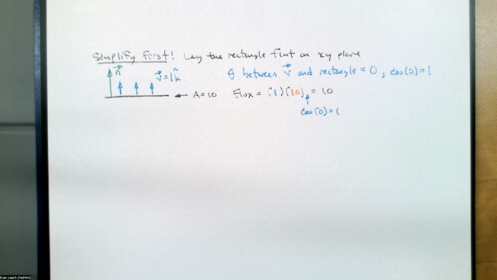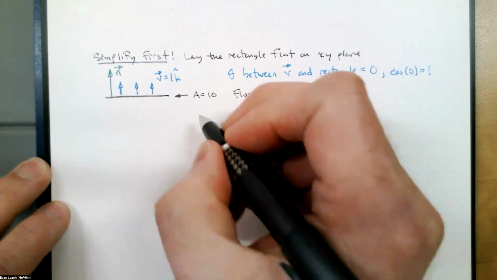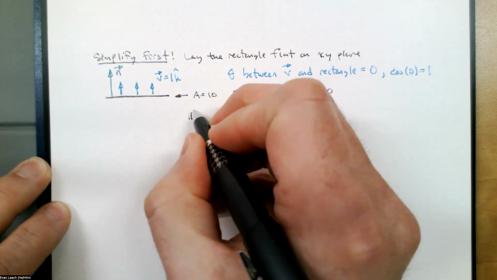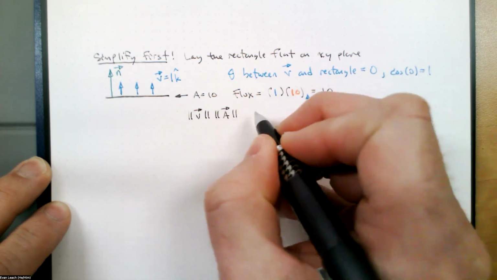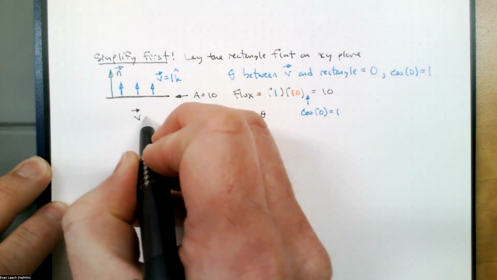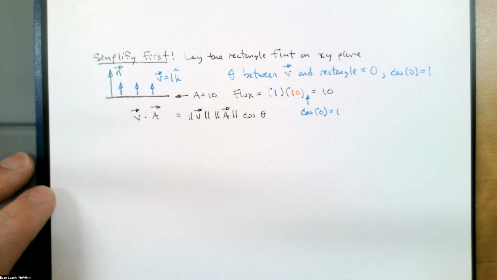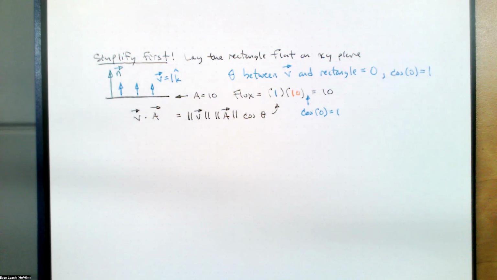But we'll get to the second problem. We still have to angle up our plates. Right. Now, this is how we calculated the dot product here by saying the magnitude of V times the magnitude of A times the cosine of the angle between them. That's how we calculated V dot A in this case.